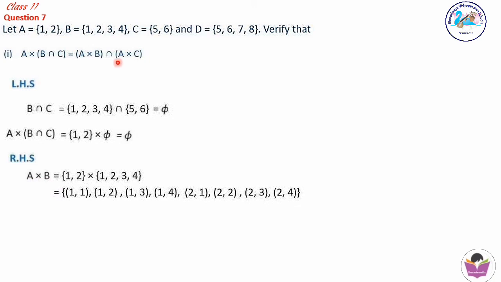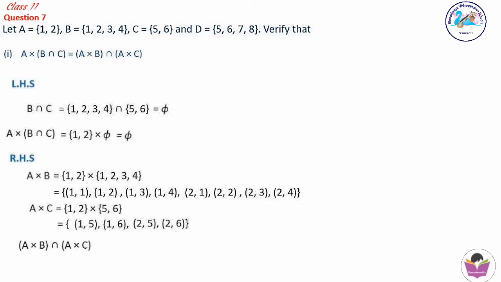Next is A cross C we have to check. A cross C is equal to A and C we have to write and then cross it. First element with the 5, first element with the 6. That is (1, 5), (1, 6). Next is (2, 5), (2, 6). That's written. Then we have to go for (A cross B) intersection (A cross C). (A cross B) intersection (A cross C) means we have to check the intersection. Intersection means common.